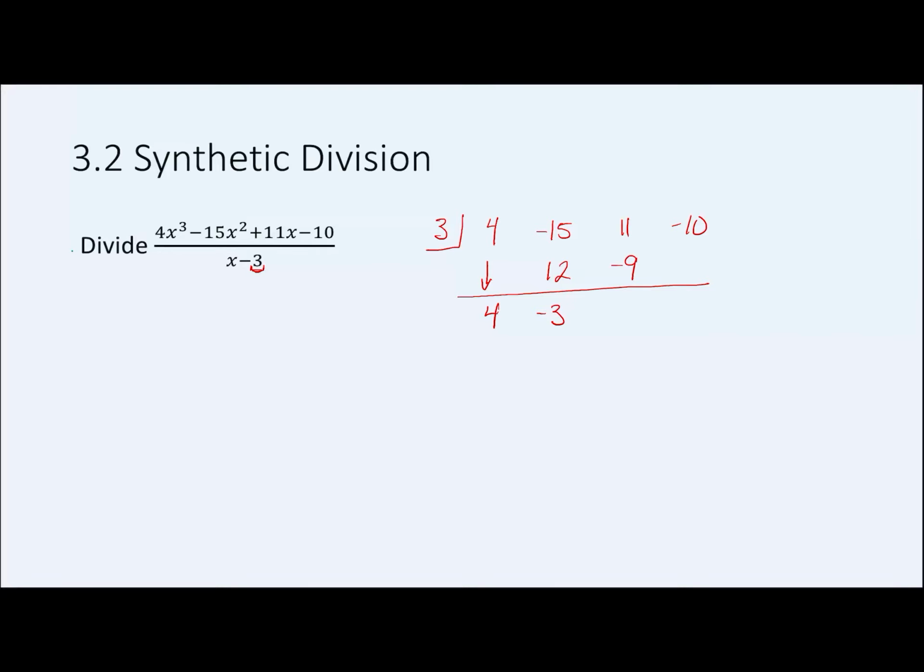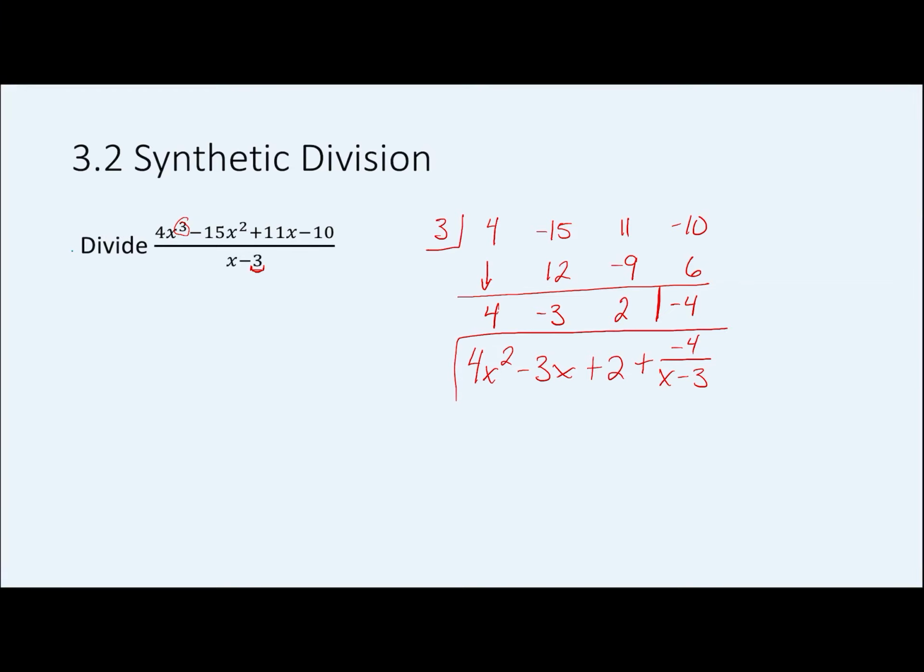And then we're going to do the same thing. We're going to start by bringing down this 4. Then we're going to multiply 4 times 3 and get 12, and the 12 goes here. Then we add those. Negative 15 plus 12 is negative 3. Then multiply again, negative 3 times 3, which is negative 9, and add that. 11 minus 9 is 2. Then 2 times 3 is 6, and negative 10 plus 6 is negative 4. And so in this case, the remainder is negative 4.